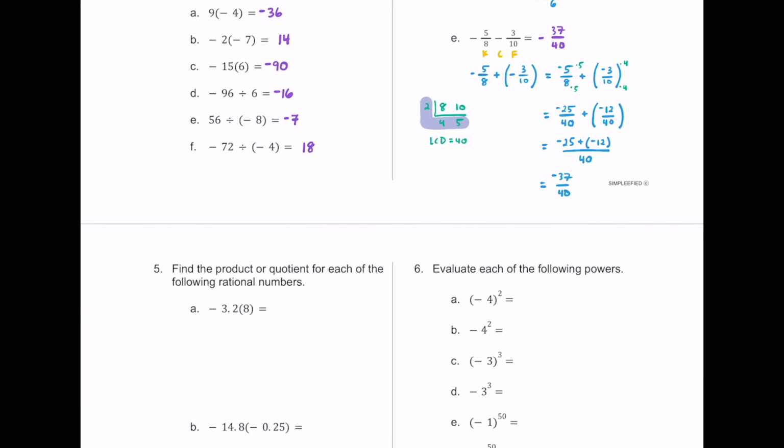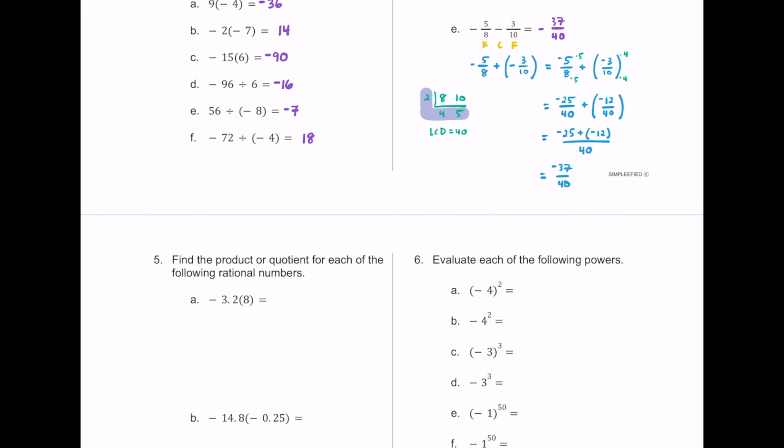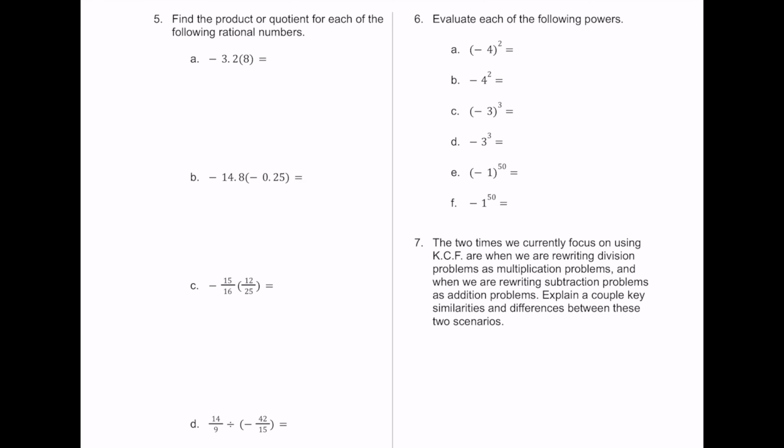All right, now that we have practiced adding and subtracting some rational numbers, let's go ahead in number 5 and check out multiplying and dividing. So we have this product and quotient. We're going to go ahead and multiply and divide rational numbers now.